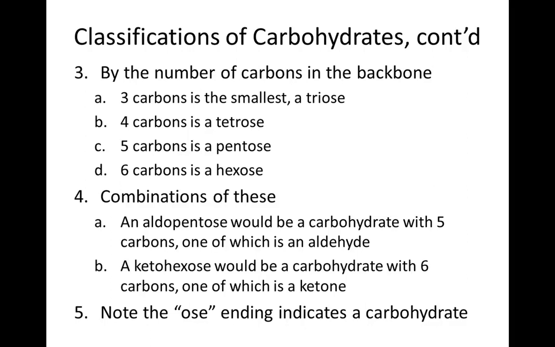We might also use a classification based on how many carbons are in the backbone. So if we have 3 carbons in the chain, which is the smallest that you could have, it would be a triose, and 4 carbons would be a tetrose, and so on. And you can also have combinations of these terminologies. So if you had an aldopentose, that would mean it's a 5-carbon carbohydrate whose carbonyl is in the aldehyde form. And if you had a ketohexose, that would be a 6-carbon chain, and the carbonyl is in the form of a ketone. And so again, all of these are going to end in the OSE ending, so we know that it's a carbohydrate.